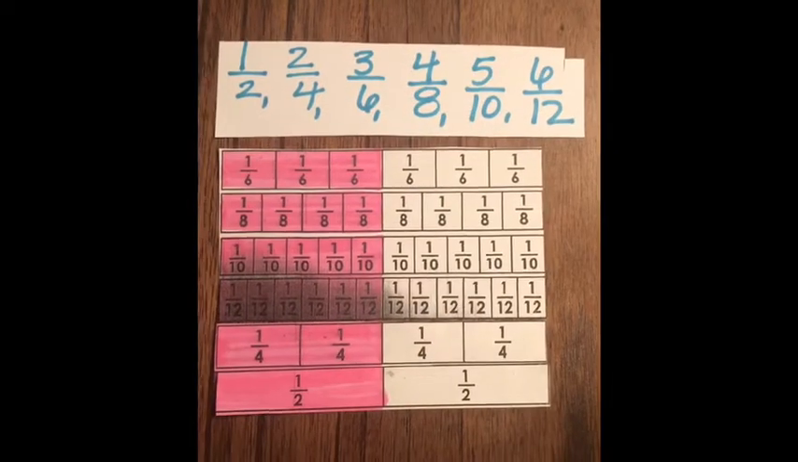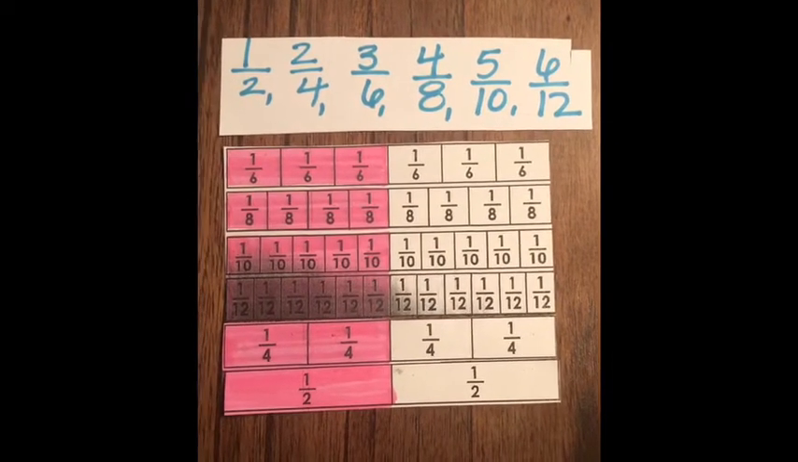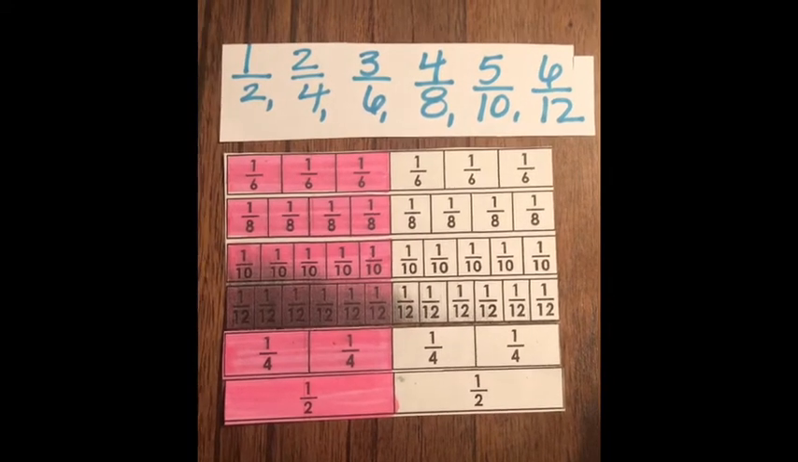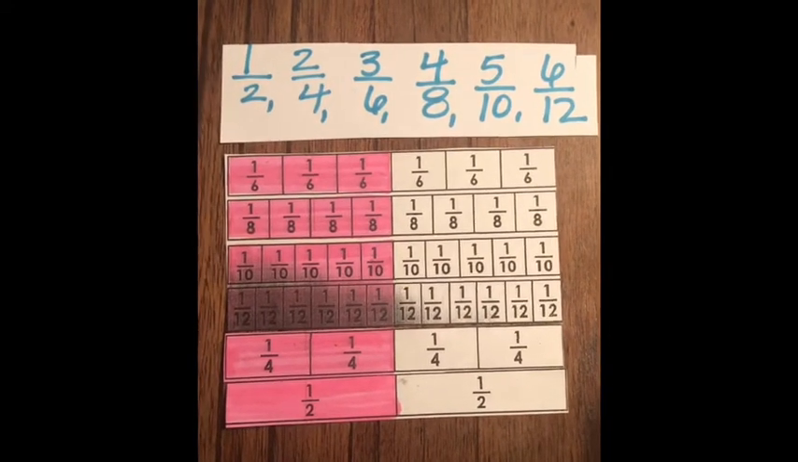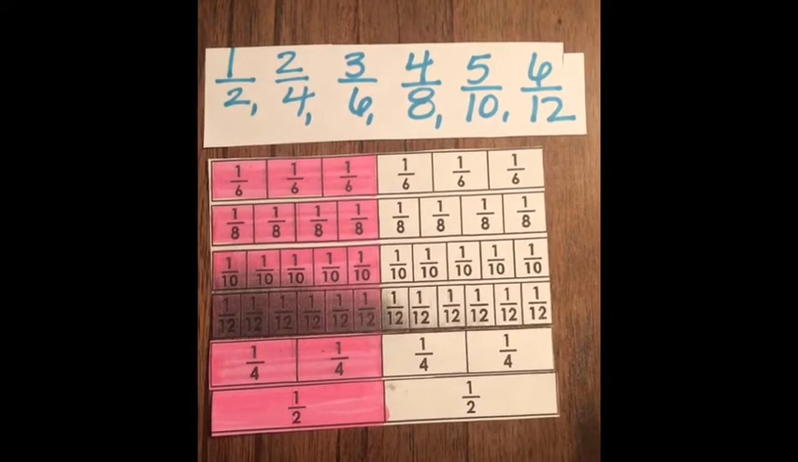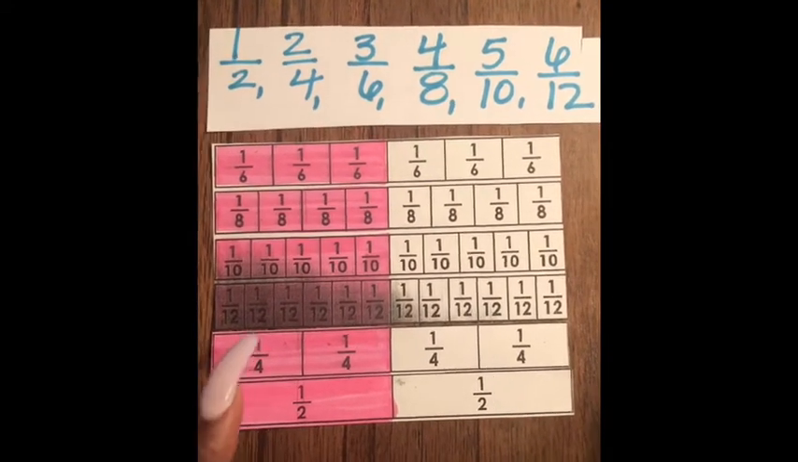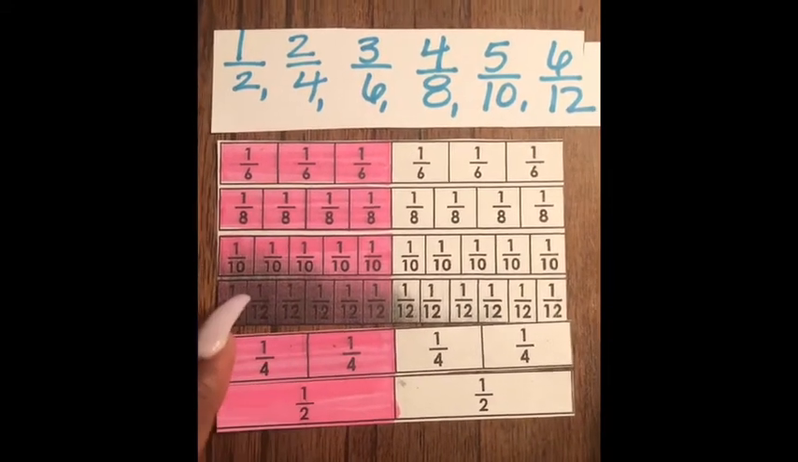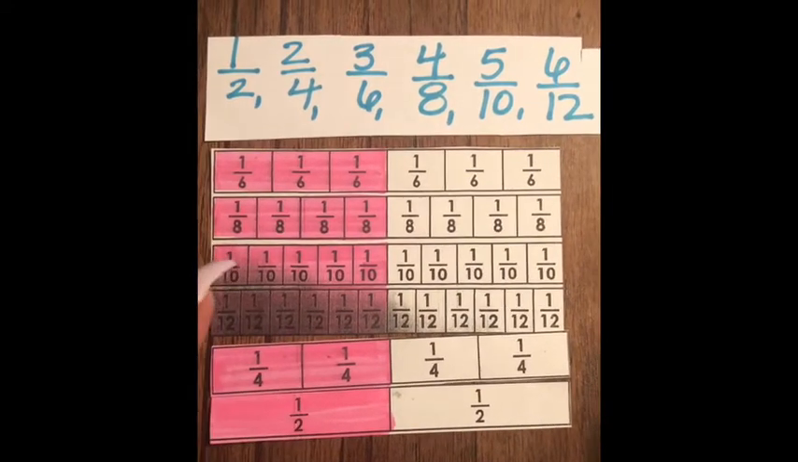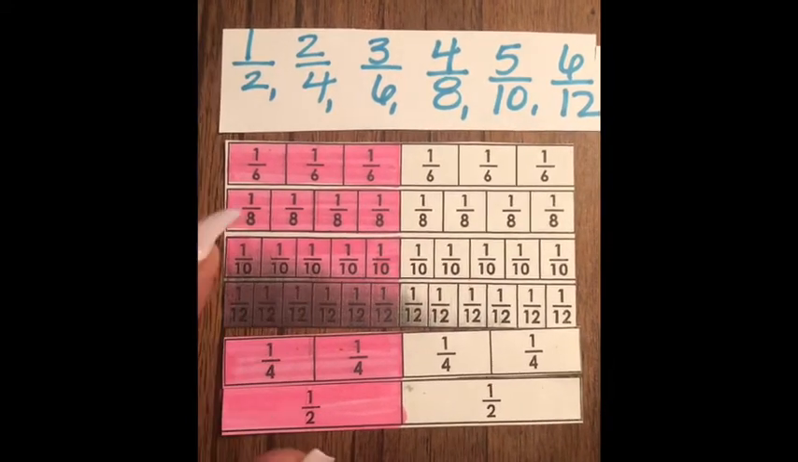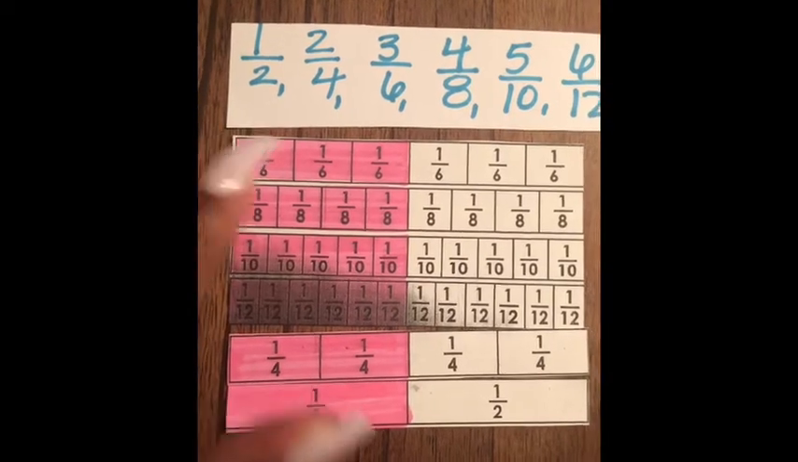Here we have the equivalent fractions to 1/2. And so 1/2 is a common equivalent fraction. There are a lot of fractions that are equivalent to 1/2. We have 2/4, we have 6/12, we have 5/10, we have 4/8, and we have 3/6.